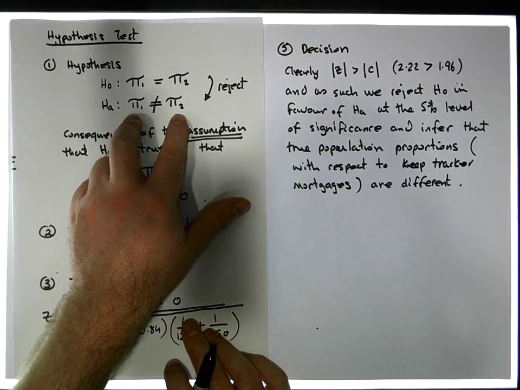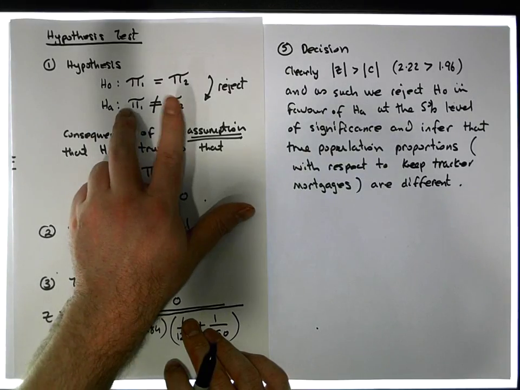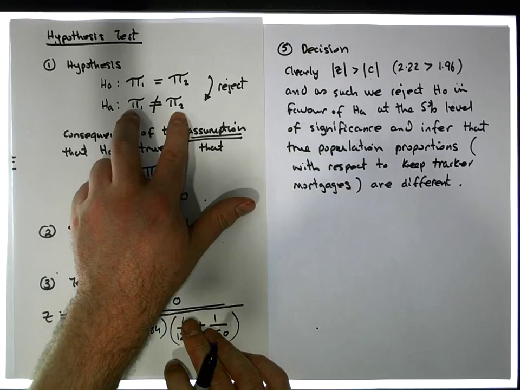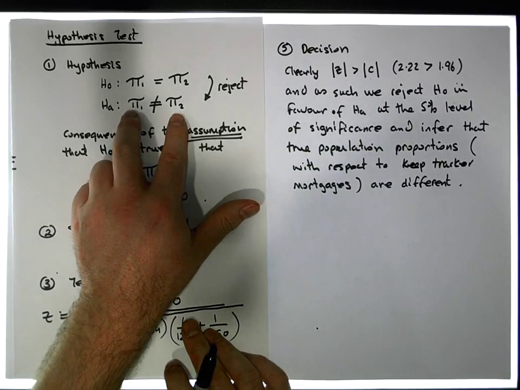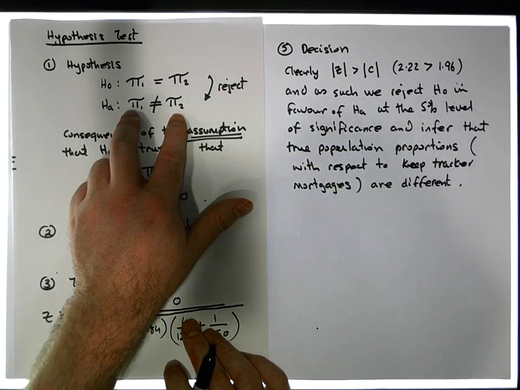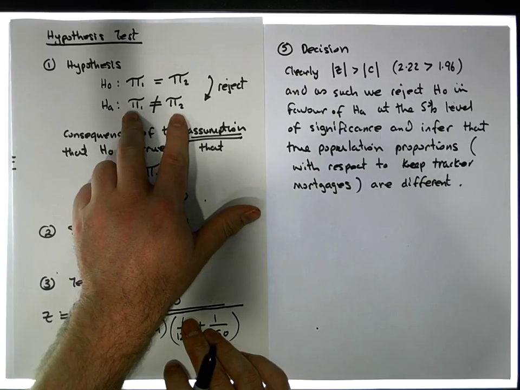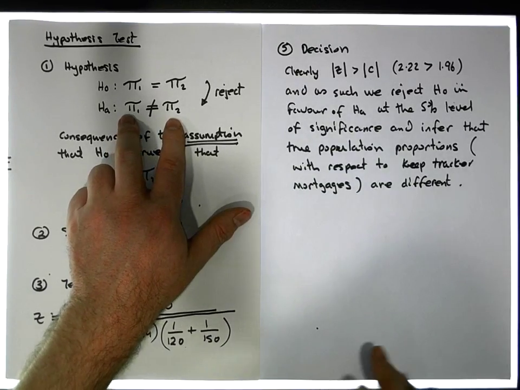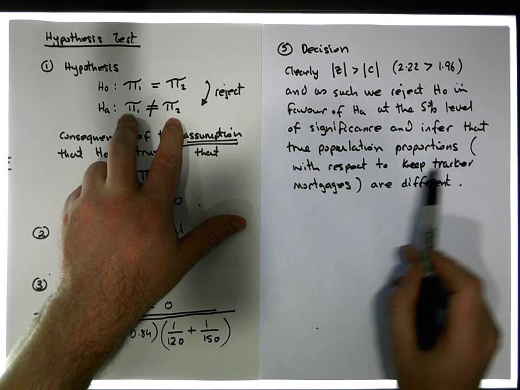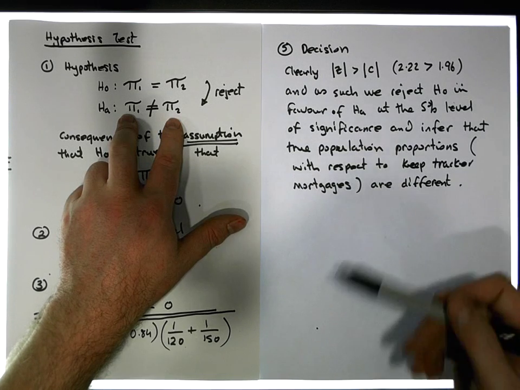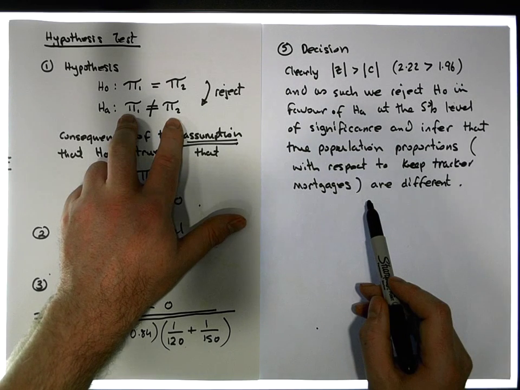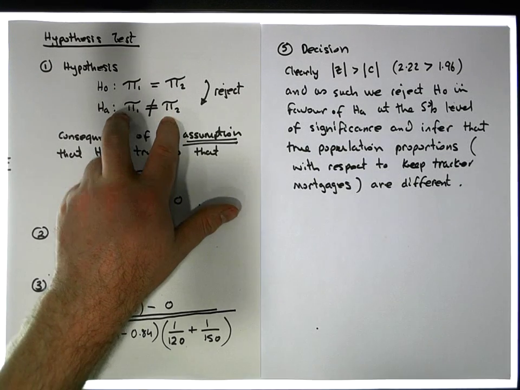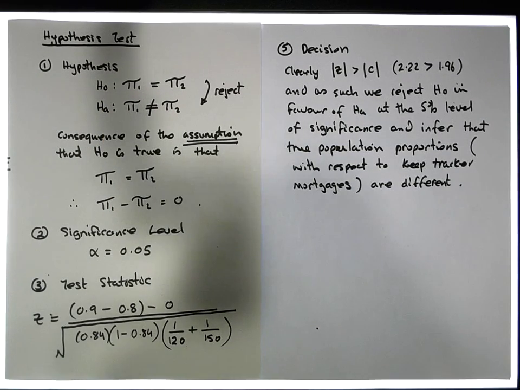So when we reject, what we're saying is that these two samples seem to be taken from two different populations. In other words, they've been taken from two different processes, two processes that are behaving differently. And what are those processes? They're all about the number of people that are allowed to keep their tracker mortgages when they downgrade their home to a smaller home. And we're rejecting, so the proportions are different with respect to both of these banks that we've observed.